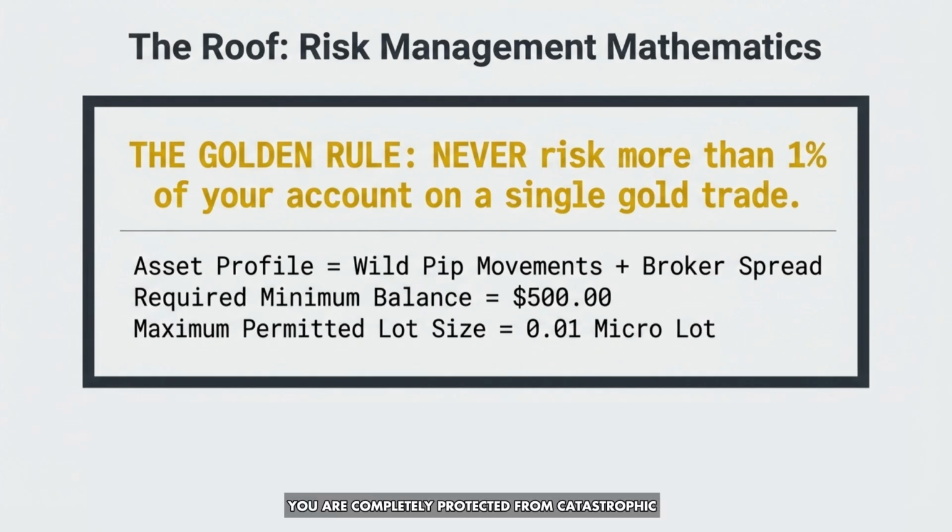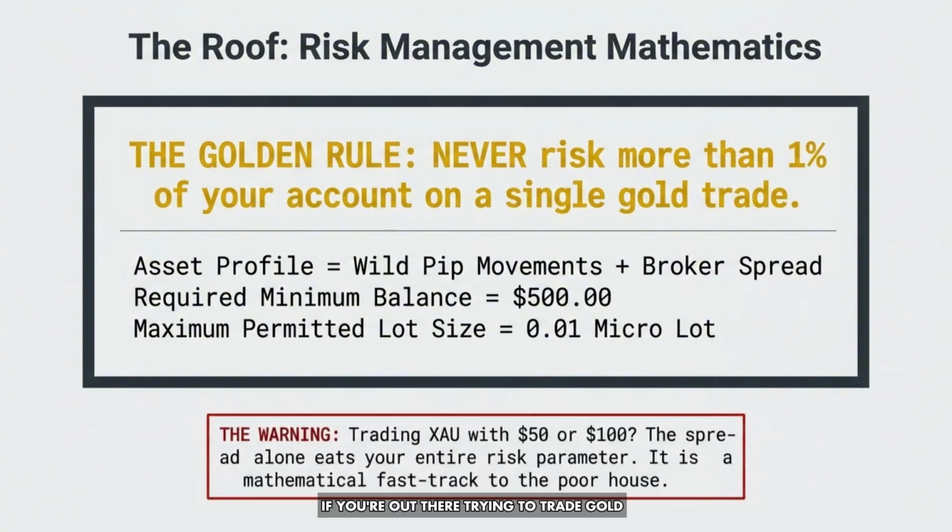And to realistically execute that 1% rule, we've got to look at the sheer mathematical reality of trading gold. Because of how wildly gold pips move, plus the cost of the broker spread, you really need a minimum of $500 in your account just to safely open a micro 0.01 lot size position. If you're out there trying to trade gold with 50 or 100 bucks, the spread alone is going to eat up your entire risk parameter. It's a mathematical fast track to the poorhouse.